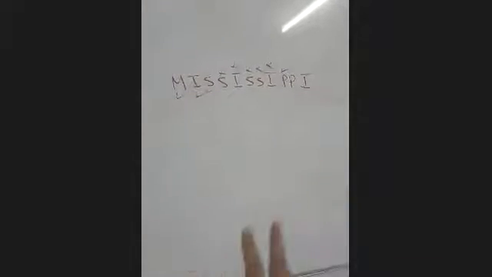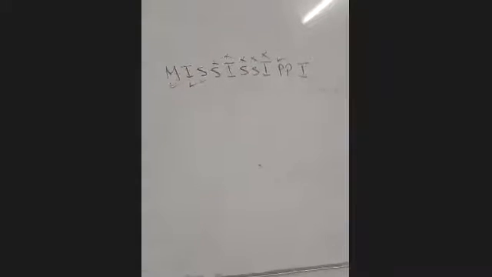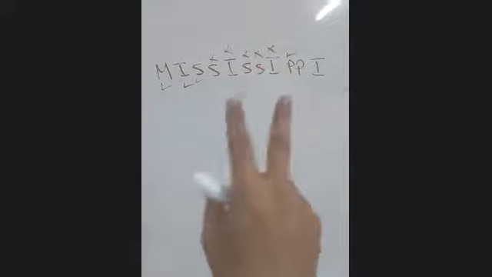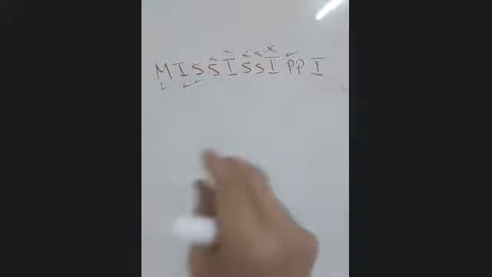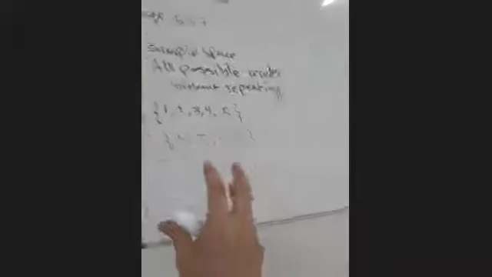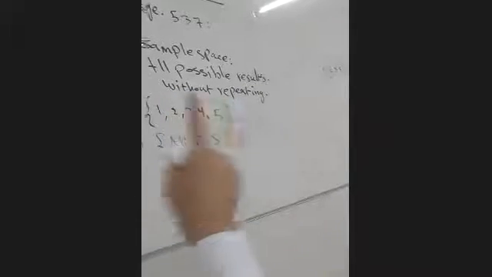Which letter has the biggest chance to be drawn? S. I think it is S because we have 4 S's here, and 4 I's too, and 2 letters P. But which letter is unlike the others? M. So this is the sample space. If you ask yourself why we don't put all of them without repeating, don't forget that.